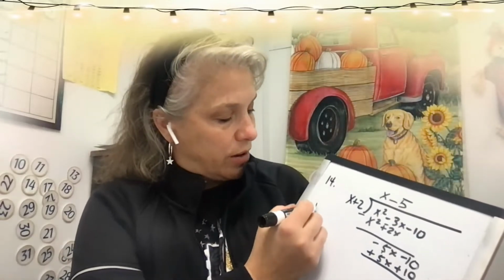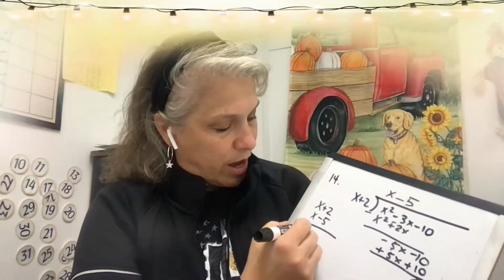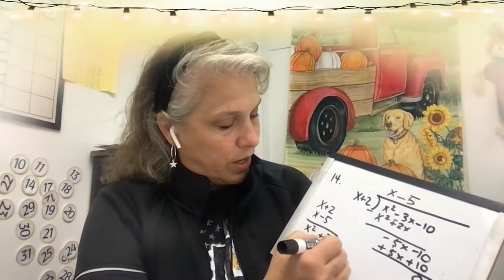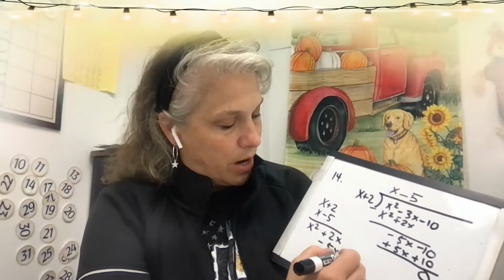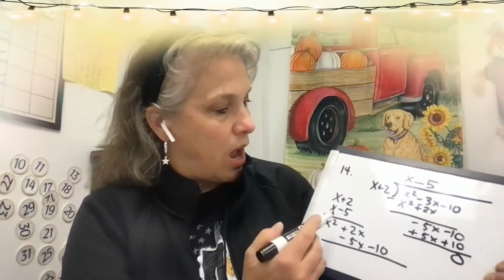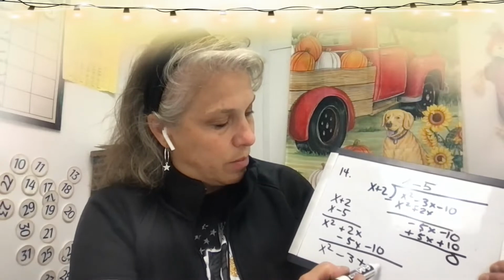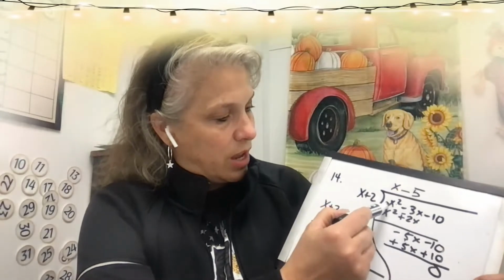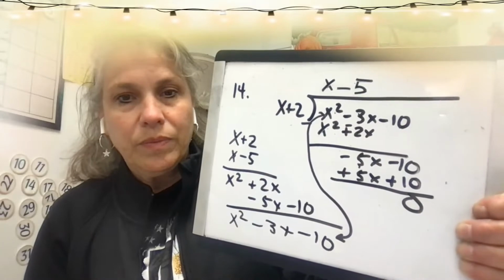And now for the check, x plus 2, x minus 5. x times x is x squared, x times 2 is 2x. Negative 5 times x is negative 5x, minus 10, okay? Now we are going to add them: x squared minus 3x minus 10. And that is the same as my dividend, okay? So that checks out. All right. Very good.